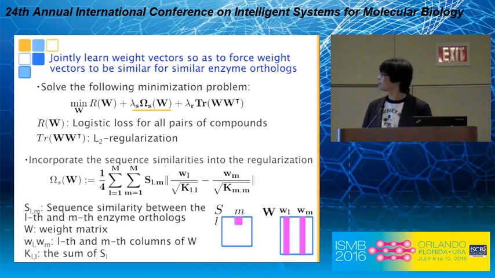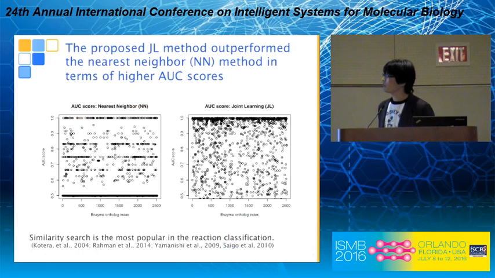And as a result, we found that the proposed JL method outperformed the nearest neighbor method in terms of higher AUC scores. And here, the nearest neighbor method is based on the similarity search that is the most popular in the reaction classification in the previous studies, including mine.